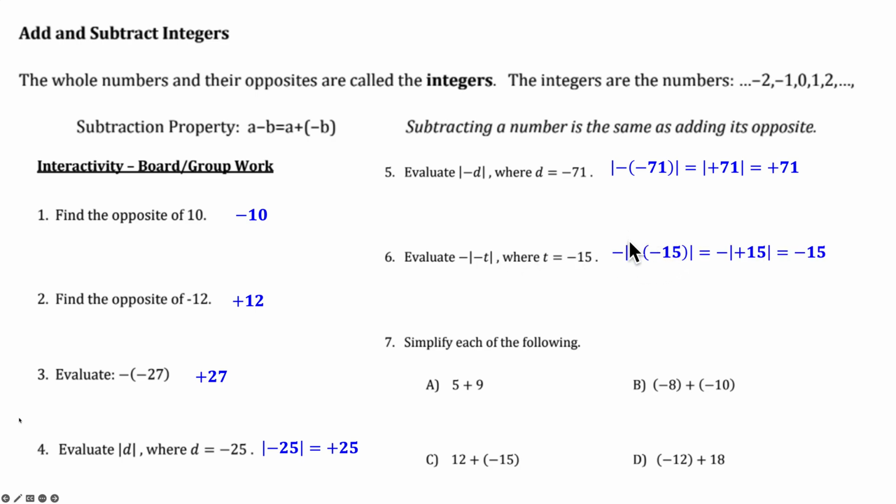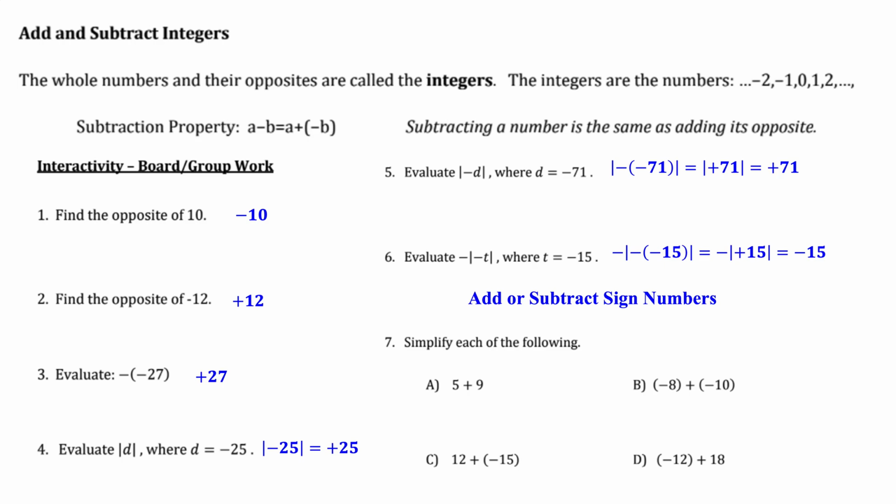So we work on the inside of the absolute value bars first. So an opposite opposite, or negative negative, turns that into a positive 15. All right, we want the positive distance from 0 to 15, which is 15. Then put the negative on it. Answer is negative 15.